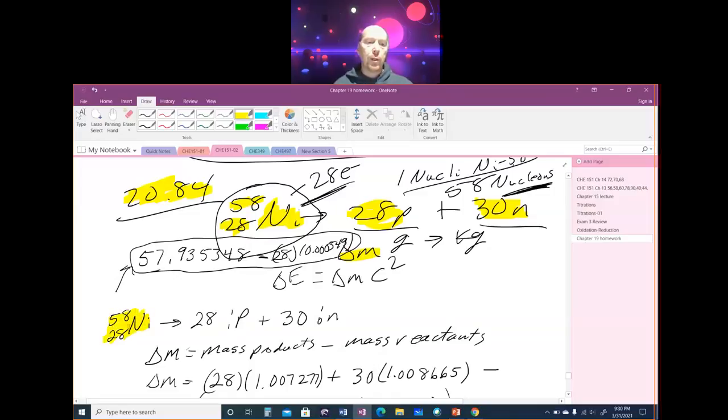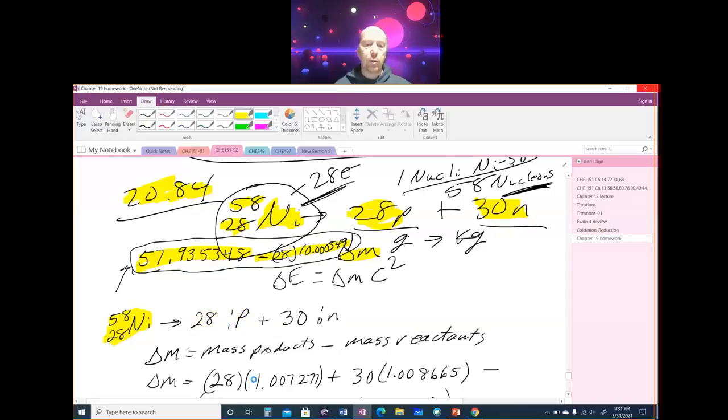All right. But on the chart, it is the element mass. It is the mass with electrons. And so you have your 57.935348, but you're going to have to subtract the 28 electrons that go with that number. All right, and so you have your 28 protons. You get the mass of a proton right off of your chart.